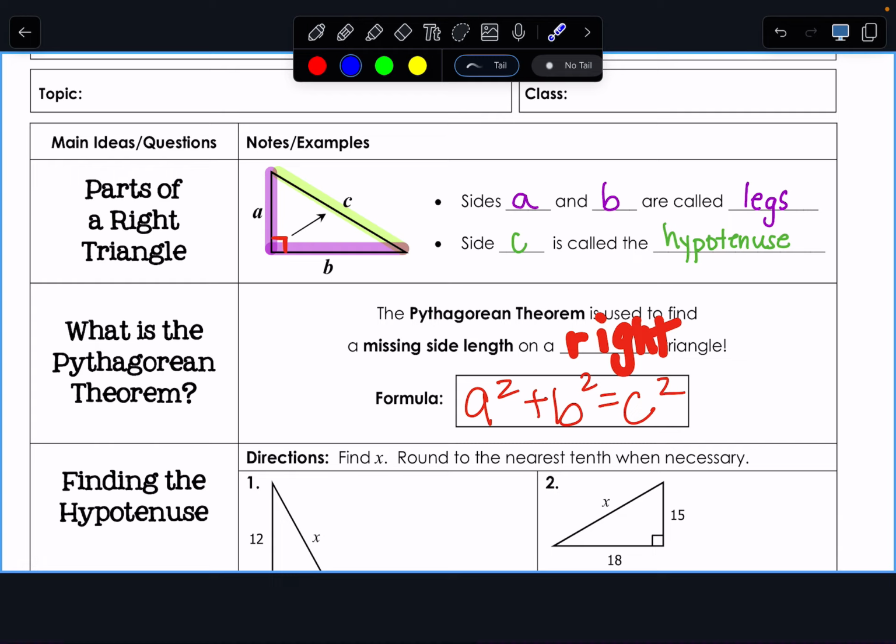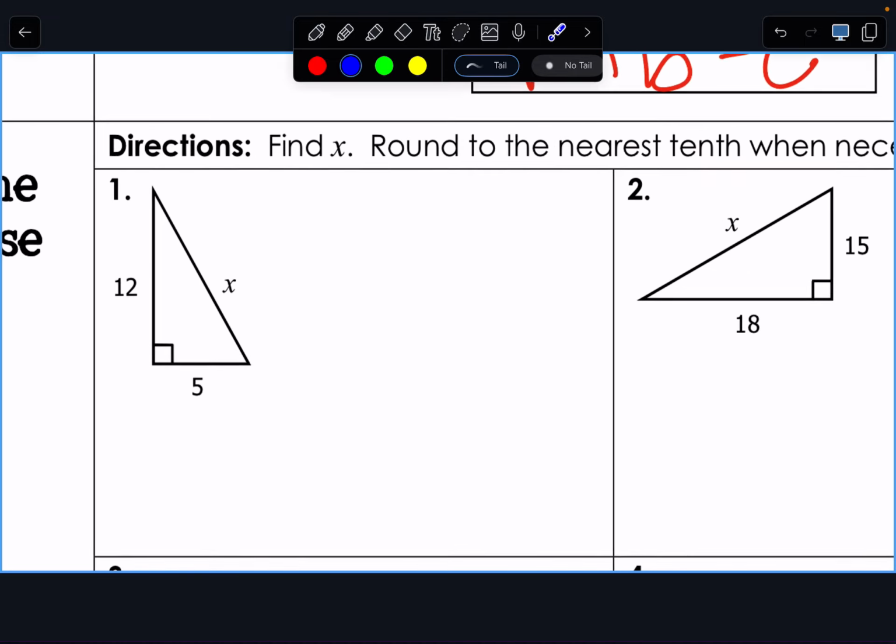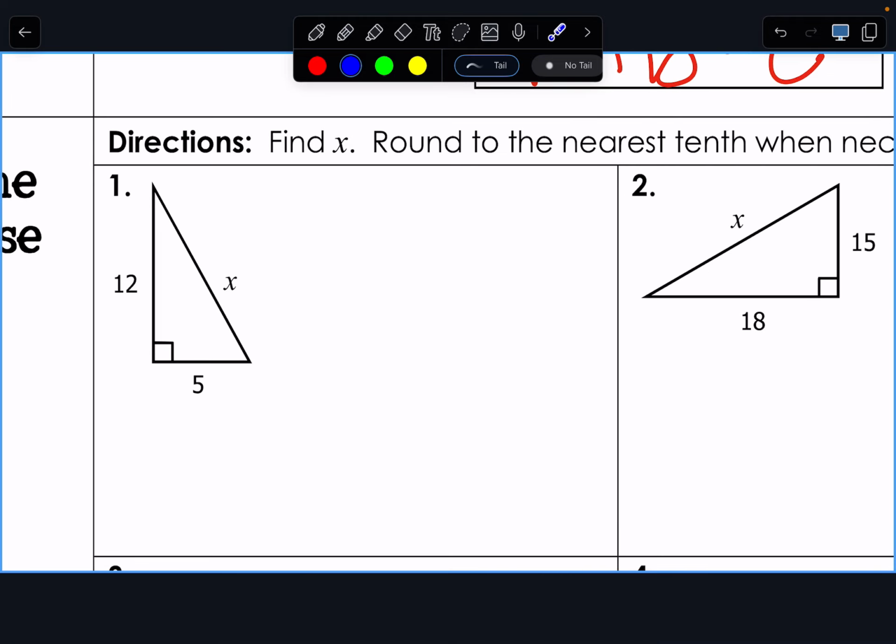Not a right triangle. But the most important thing we need to be able to do with it, and what you'll be asked to do more of, is find a missing side. Okay? So look at number 1, and I want everybody just to write down a squared plus b squared equals c squared. That's the Pythagorean theorem. We're going to use it when we have a right triangle.